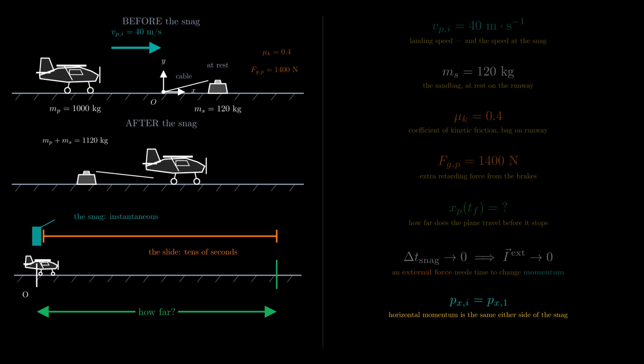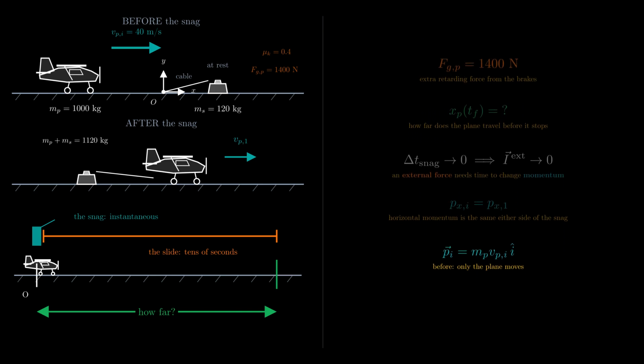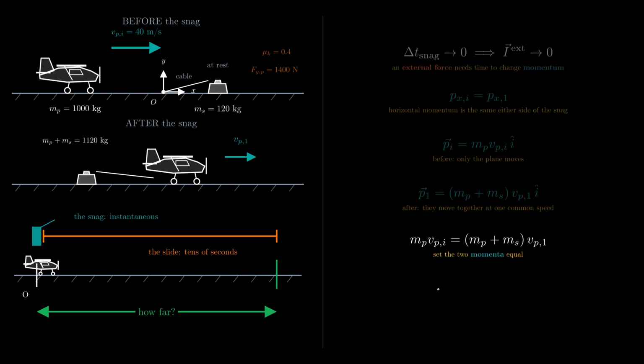Write both momenta. Just before, only the plane moves, so the system momentum is the plane's mass times its landing speed, directed along x. Just after, plane and the sandbag move together at one common speed, so the momentum is the combined mass, plane plus sandbag, times that shared speed. Setting the two equal gives the plane's mass times the landing speed equals the combined mass times the new speed. Solve for the new speed.